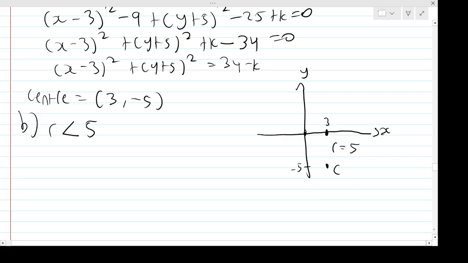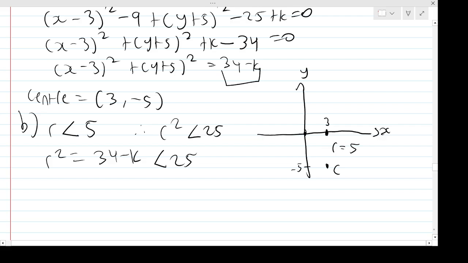So, but we know an expression for the radius. The radius squared, so r squared we know is 34 minus k, right? So if r is less than 5 here, then that means that, well, we need r squared, not r. Well, you could square root this, I guess, to get r, but you can't really work with that. But what you can do instead is actually square this. So then we get r squared is 25, okay? Therefore, if r squared is 34 minus k, this means it has to be less than 25, okay?